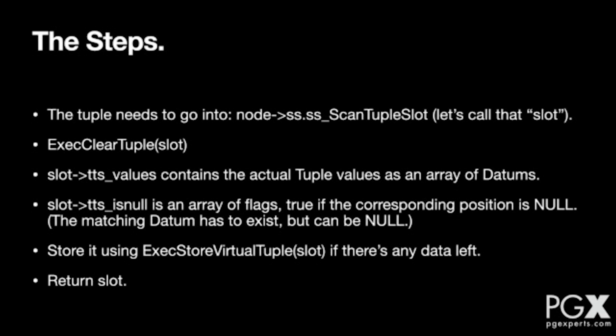Pretty easy. And if there is data, you use this exec store virtual tuple slot. I'm not going to go into the extremely tedious difference between a virtual tuple and any other kind of tuple. You almost always want a virtual tuple here, trust me on this one. And then you return the value of slot and you're done. Because if you didn't store any data in it, you never called this, it's going to be null, so you get null. Pretty nice.